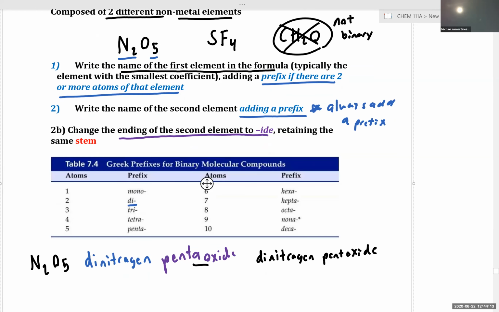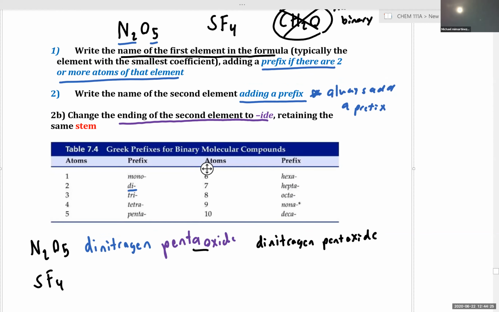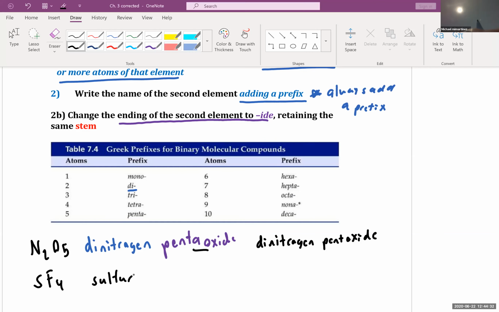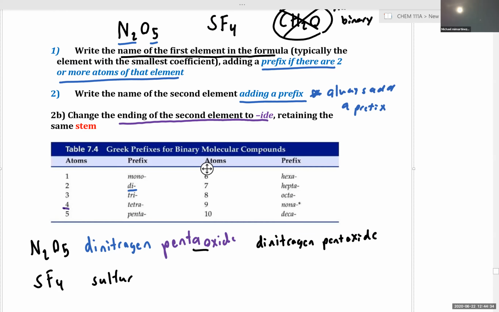Now, suppose that you have SF4. Since we only have one atom of our first element, we do not include a prefix. So this would just be sulfur. Now, since we have a total of 4 fluorine atoms, we'd use the prefix of tetra. So this would be sulfur tetrafluoride.